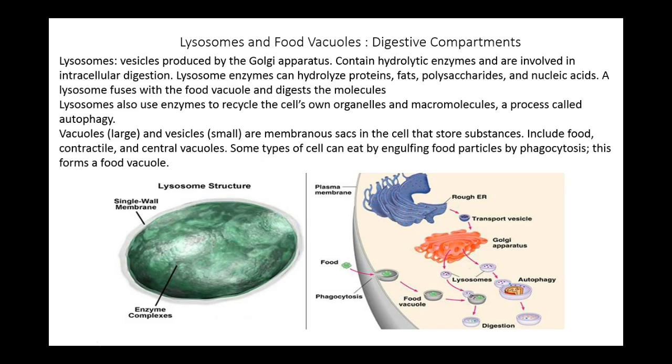So intracellular digestion. They can hydrolyze proteins, fats, polysaccharides. Polysaccharides, remember, are multiple monomers of sugary, or what you can think of as carbohydrates, and nucleic acids. It will fuse with a food vacuole and digest the molecules in that food vacuole. Also, lysosomes can use enzymes to recycle cells' own organelles. And we will pick this up on the next teaching portion.